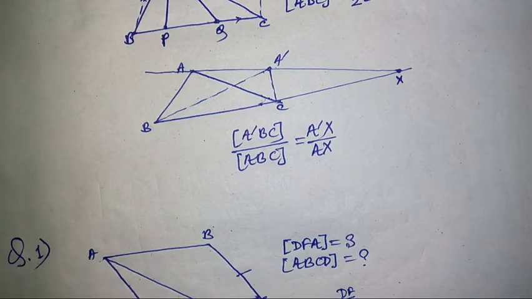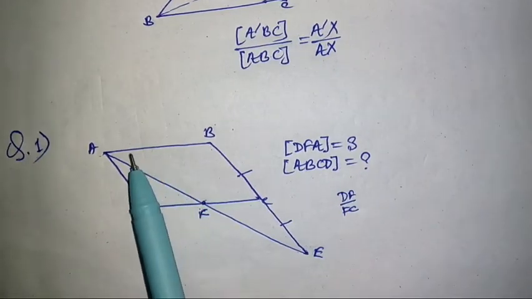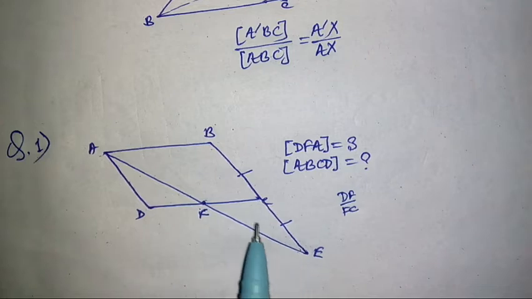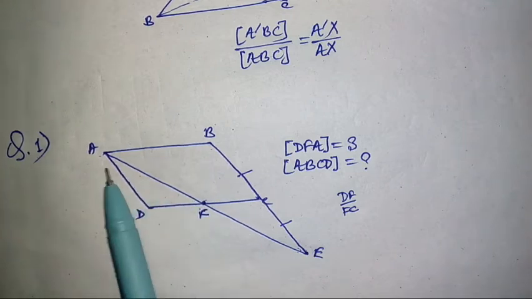Now this was the basic statement of this theorem of calculating areas, but the exact methodology differs from question to question. Hence we can have a good understanding of the concept by solving many more questions. Here is the first question. We are given that ABCD is a parallelogram. BC is extended to a point E such that BC equals CE. AE is joined. We have to find the area of ABCD given that the area of DFA is 3.